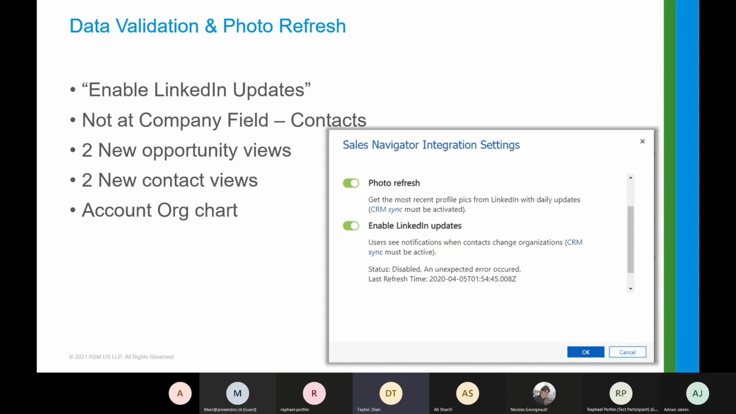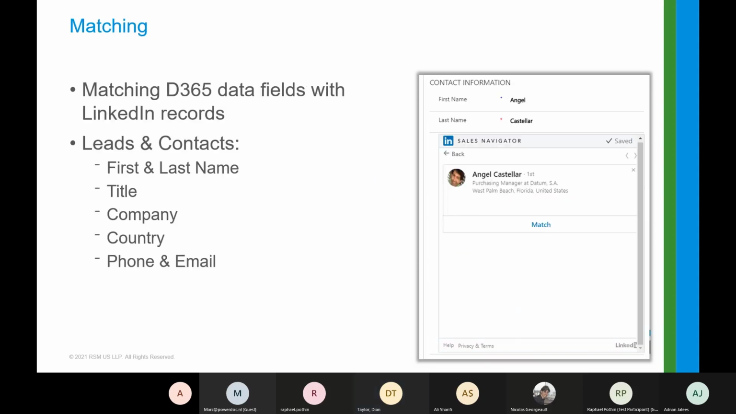Now, I wanted to mention real quick that these updates, right, that photo refresh and the ability to see whether or not somebody is still at a company, those updates are actually being pushed every 24 hours. So this is a daily sync. This is not like, you go on LinkedIn, somebody changes their picture, and 5 minutes later, you see that in your Dynamics 365 instance. Again, this is a daily update that occurs.